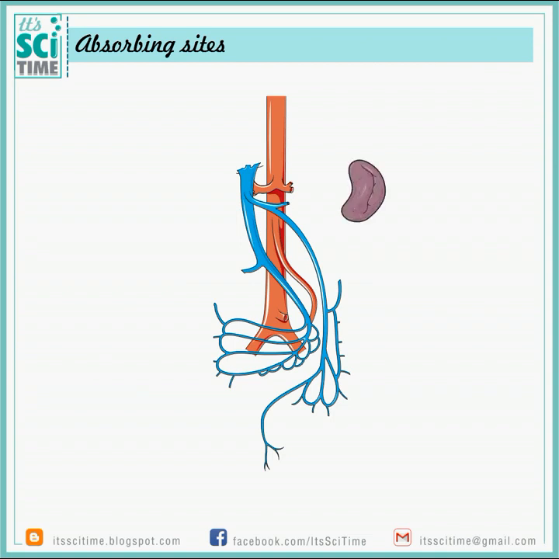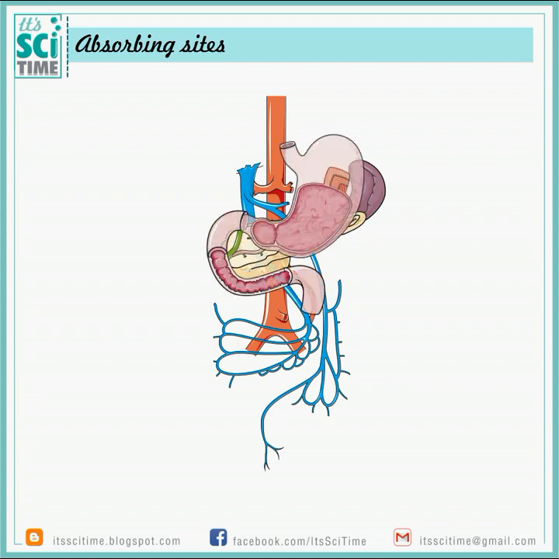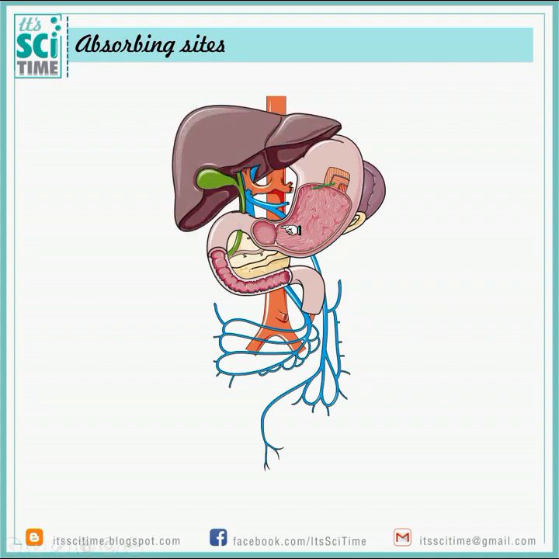And some associated organs, this is called spleen, pancreas and duodenum and the stomach. This place is special because absorption starts at the stomach. The simplest substances are absorbed at the stomach. Then other associated organs, gallbladder and liver here.